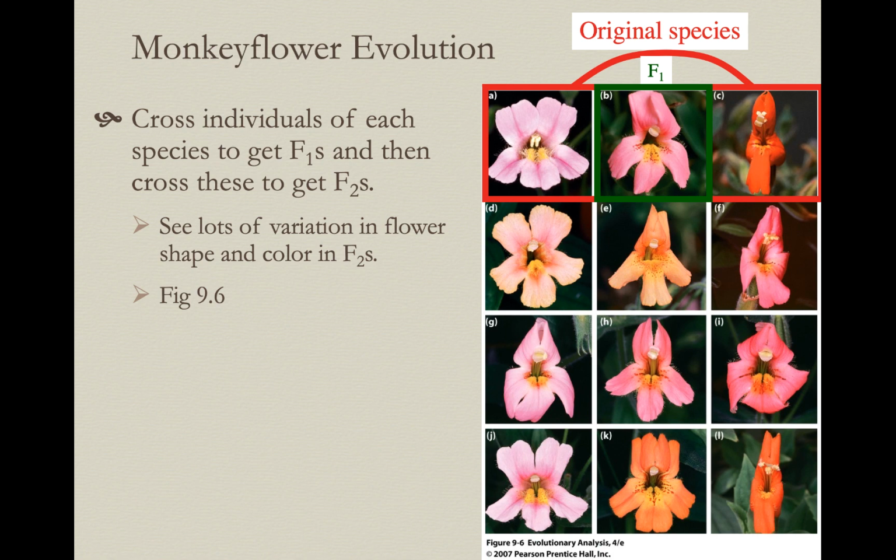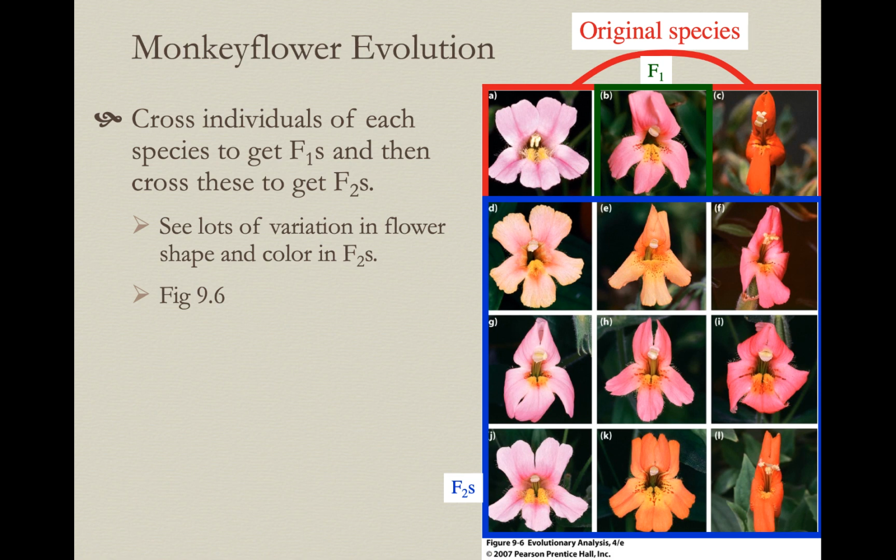Now, if you take individuals from the F1 generation and you crossbreed those, then look at what variation you get in the F2 generation. I mean, you get everything, all these intermediates in coloration and shape, with, interestingly, some rarely that look just like lewisii or some that look almost identical to cardinalis. So what's going on here?